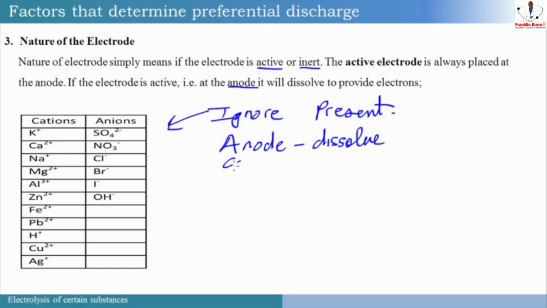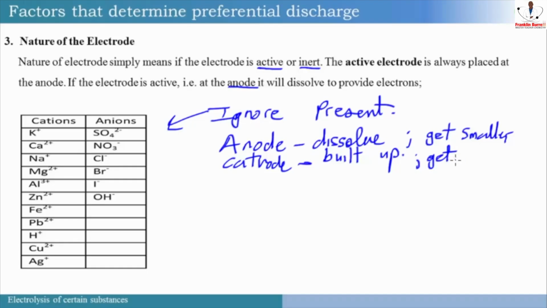and the cathode will be built up with whatever was dissolved at the anode. So the anode dissolving should get smaller while the cathode should get larger or increase in size. So remember now, dissolving takes place at the anode because it is now active and is taking part or reacting with the electrolyte. While the cathode, whatever was dissolved at the anode, it will be built up at the cathode. So let us look at some points about the active electrode.